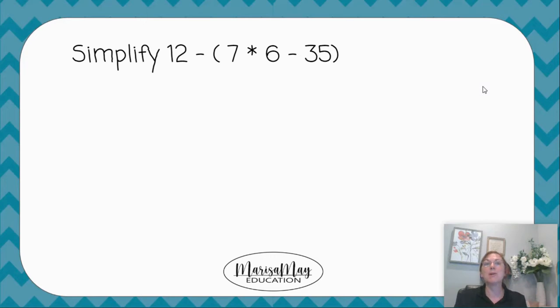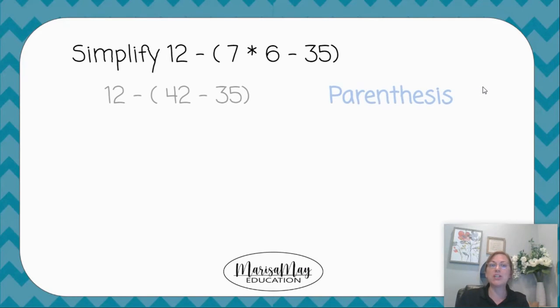Now, in this problem, you'll notice that we do have a parentheses, so we're going to start there. Notice that we have 7 times 6 inside that parentheses, so we're going to start with the 7 times 6, which gives us 42. Now we're not done inside of the parentheses, so we want to continue our next step to solve the 42 minus 35, which would give me 7 inside of that parentheses. Now you'll notice I dropped the parentheses symbols at this point because we're no longer needing them.